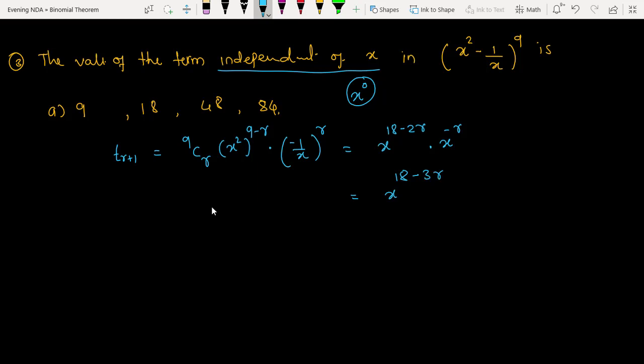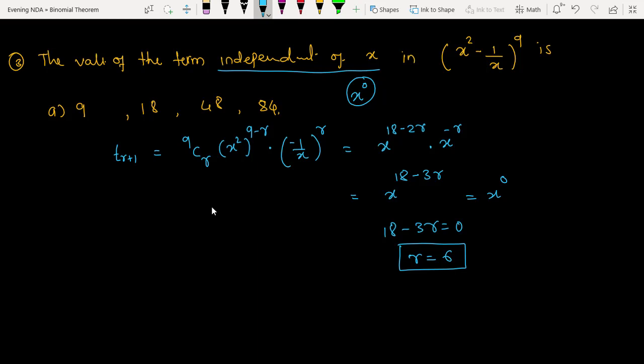It is equal to x to the power 18 minus 2r minus r, which becomes minus 3r. Now you want x to the power 0. So can I equate this 18 minus 3r equals 0? Then r will be how much? 6. The answer is 84. Excellent. So r is 6. If r is 6, let's substitute here.